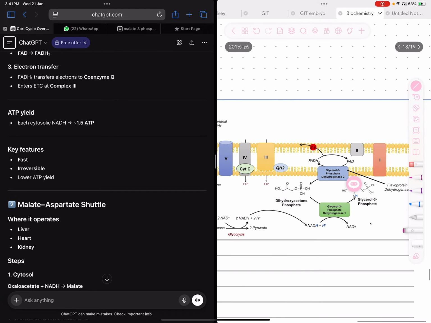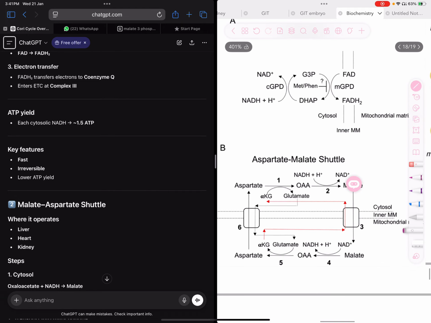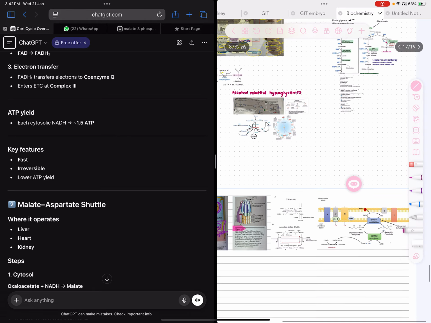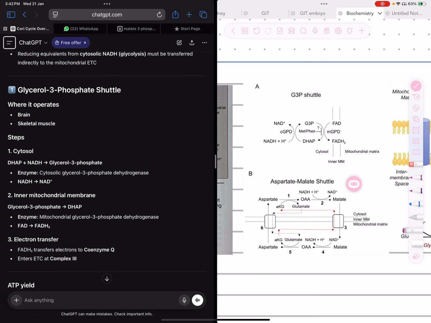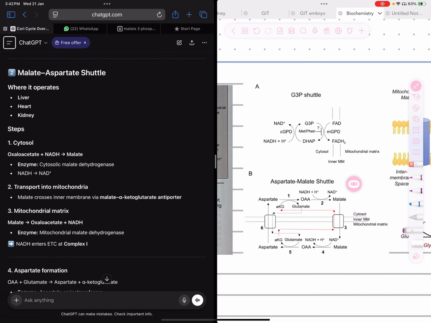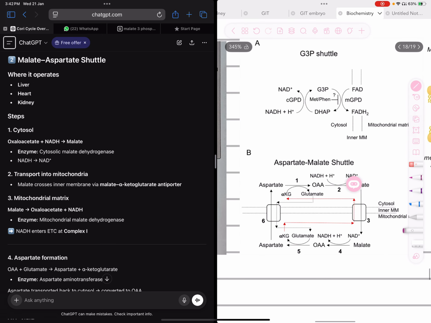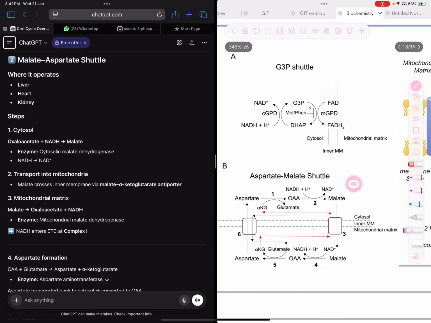Now when we look at the malate aspartate shuttle, this operates in liver, heart, and kidney. The upper one was operating in brain and skeletal muscle, and this is operating in liver, heart, and kidney. So the steps are, first of all, from the cytosol you have oxaloacetate. That oxaloacetate combines with the NADH and it gives you malate. This is the reversal of the TCA cycle step. Now this happens in the presence of cytosolic malate dehydrogenase.